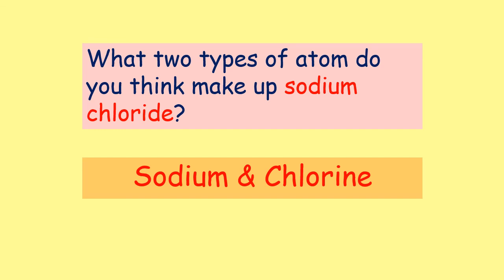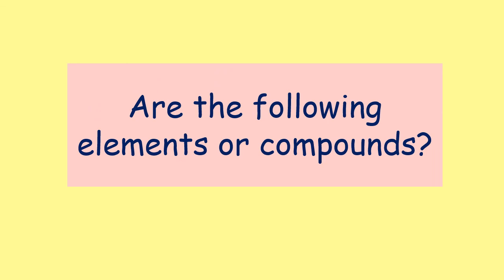Now what you find in the names of compounds is that the second part of the name usually ends in IDE, and that changes the name of the element. So what you're looking for in a question like this is the start of the second part of the name. You're looking for that on the periodic table. And chloride, the only element that's close to that is chlorine. Sodium and chlorine.